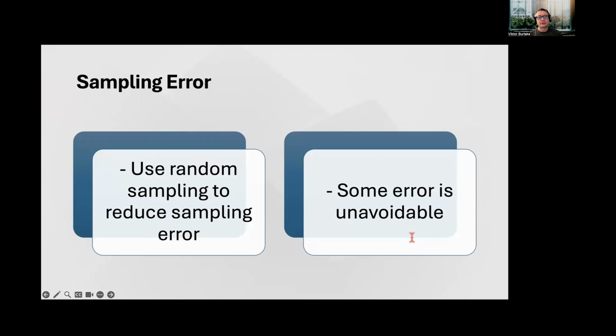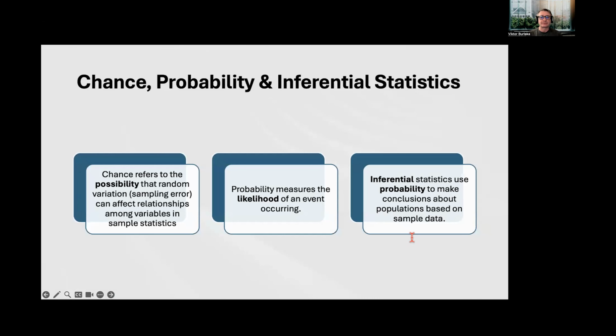When we use a sample to represent a population, there's always a chance that the sample doesn't perfectly match the whole group. This is called sampling error. The best way to reduce sampling error is to use random sampling, which helps avoid bias. However, even with random sampling, some error is unavoidable because we are only working with a portion of the population. In research, chance refers to random variation that can affect results. This is also known as sampling error.